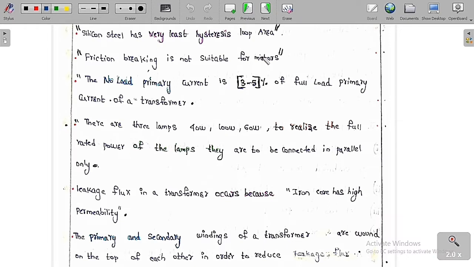Only 3 to 4% of silicon is required, but if you add more than that, the steel is going to become more brittle, meaning it can be easily broken. That is the reason we always add silicon of only 3 to 4%. The permeability value will be the same, but we increase the resistivity, so eddy current loss is less. Also, silicon steel has the very least hysteresis loop area, so hysteresis losses are also very less. This is the beauty of silicon steel.